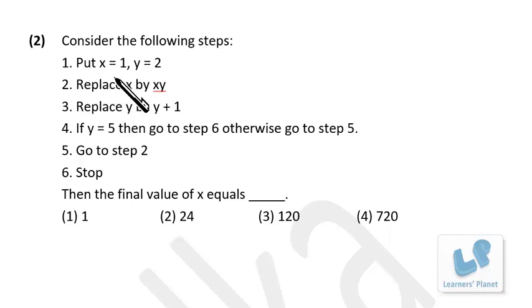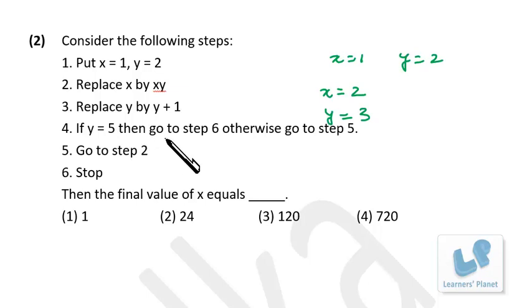Now this question. Consider the following steps. Put x equal to 1, y equal to 2. So I start with x equal to 1 and y equal to 2. Then replace x by xy. So x is equal to 2. So this is the second step. Then replace y by y plus 1. So y is equal to 3.